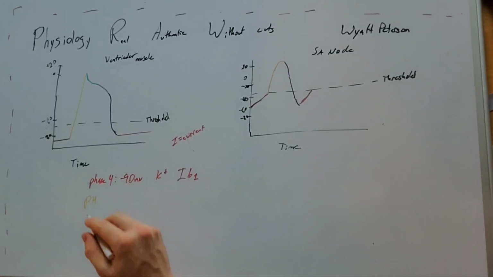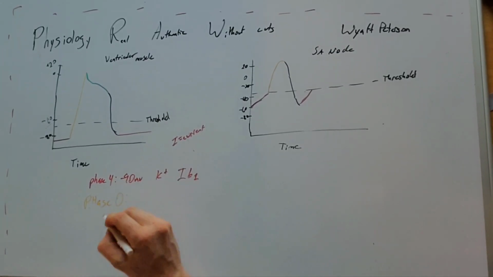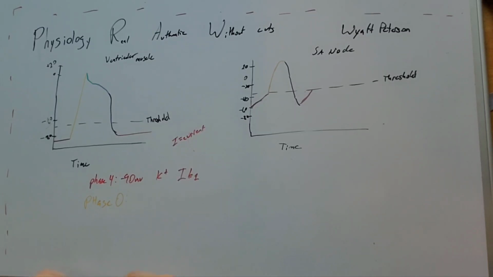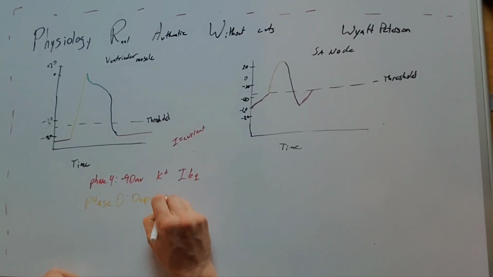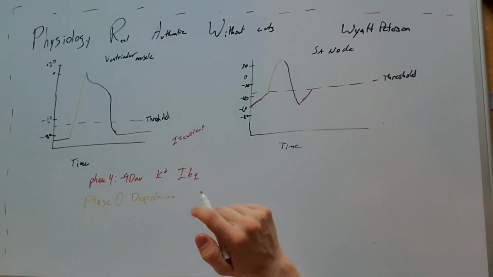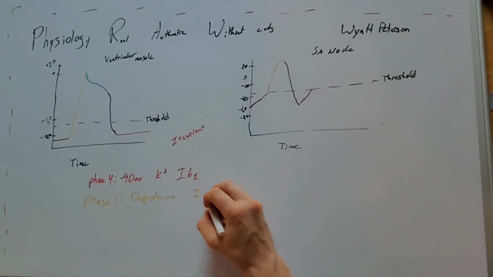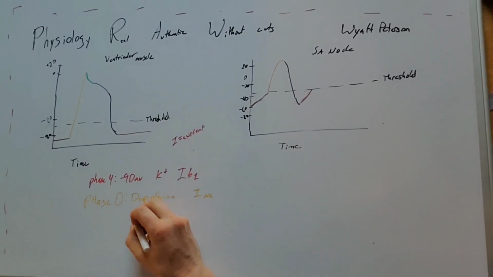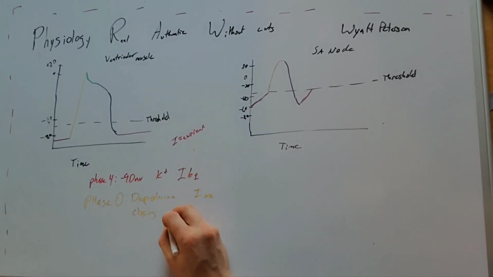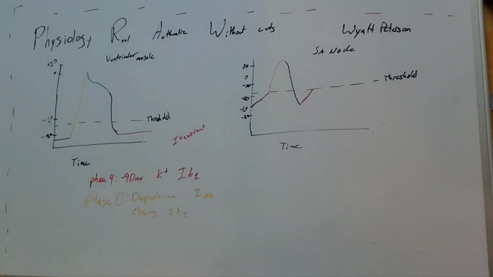So this next phase, Phase 0. And that is characterized by the depolarization. You can see that it shoots way up. So, depolarized, and it does this by opening sodium channels, or the INa channels. And so that's going to quickly depolarize the cell, and also this is closing the IK1 channels.